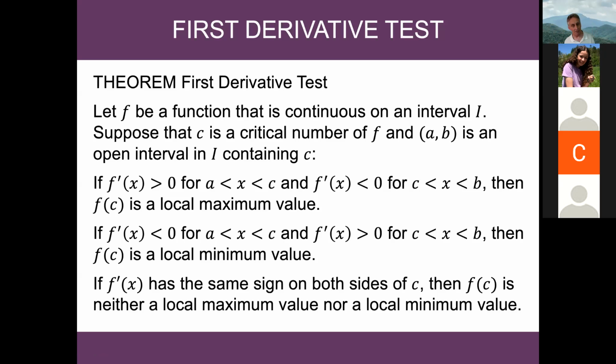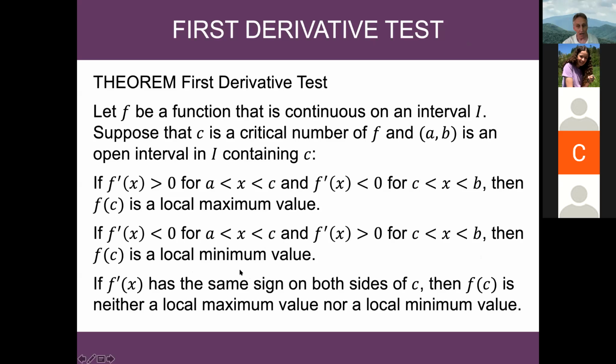And for the second part, it was going down when we approached 3 from the left-hand side. So it was going down on the left, and then it was going up on the right. Therefore, down on the left, up on the right means it's got to be at a bottom. It's got to be at a minimum in between. Okay? So that's indicating the general rule of thumb of what the first derivative test is showing.